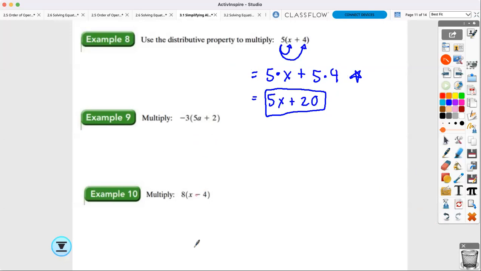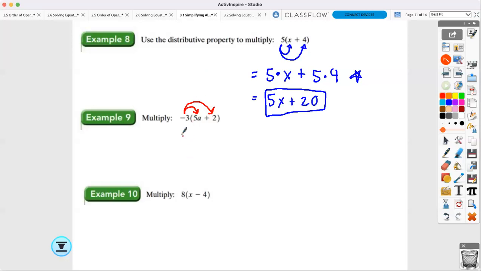Would anyone like a minute to write this down, or can I get started? Would anyone like a minute to get this example written down? If not, I'm gonna go ahead and just start working it out. I don't mind if you need a minute to copy it. Okay, I'm gonna go ahead and jump on it. So we're multiplying -3 parentheses 5a plus 2. This is still distributive property, even though the instructions do not say to distribute. We have to know when we have a number next to parentheses, we have to distribute.